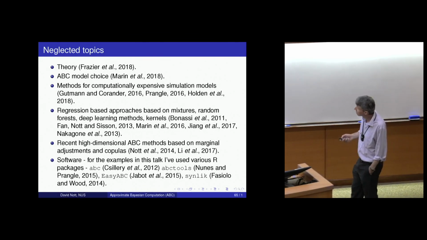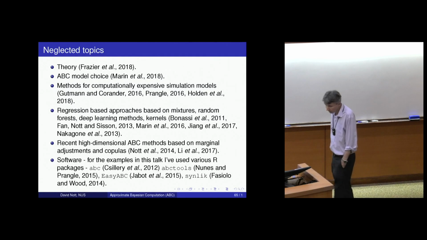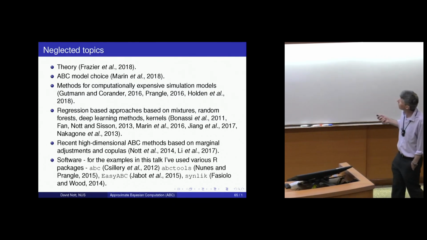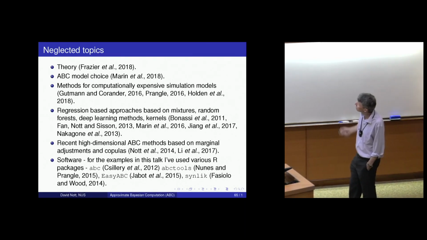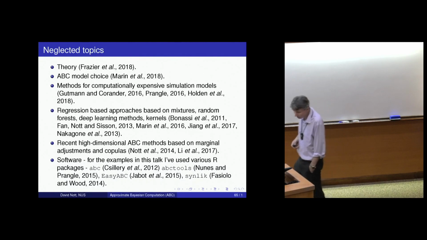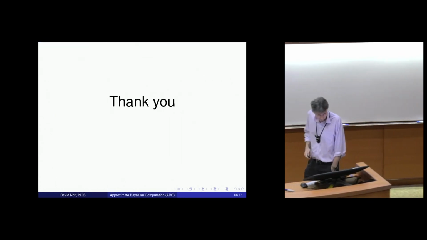I thought I'd mention what software is available. I think I'll just talk about the software I used to generate the examples in the talk. So I used the ABC package in R, ABC tools, EasyABC, and the synlik synthetic likelihood package.